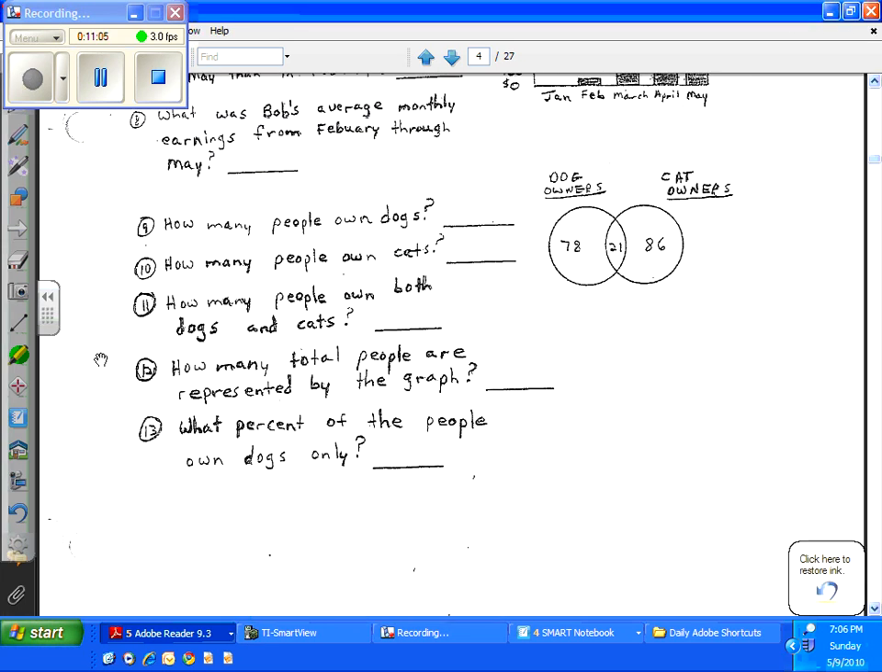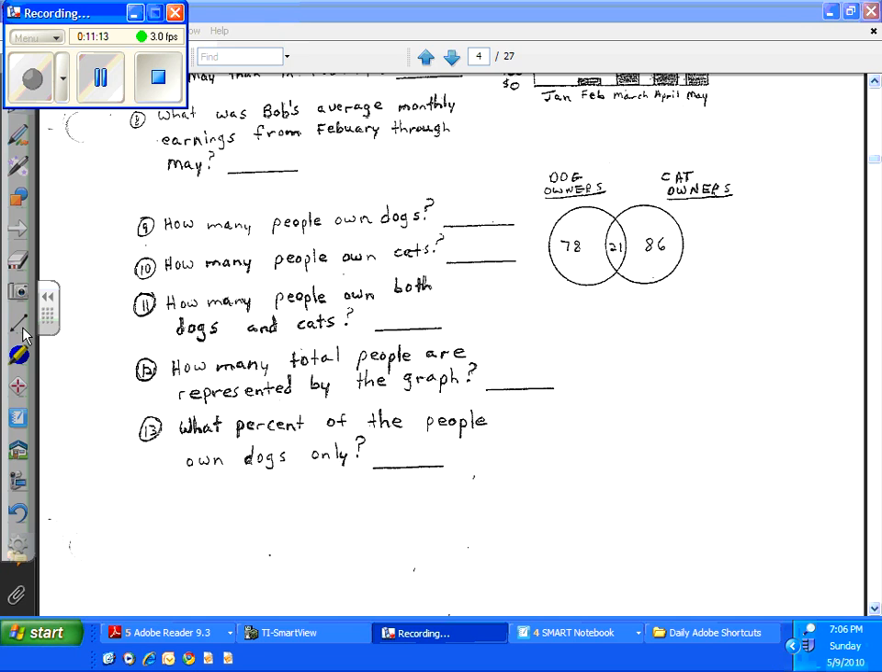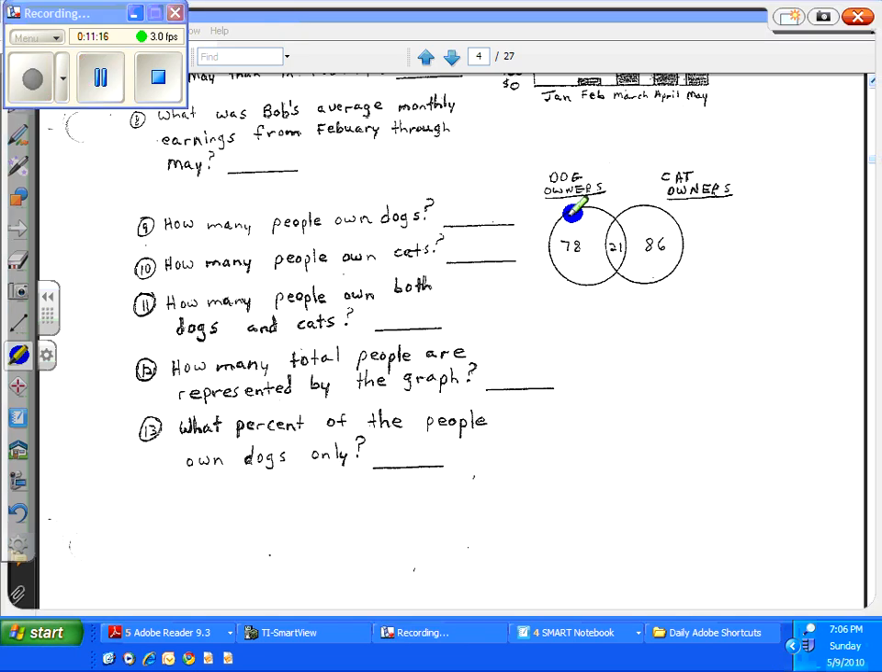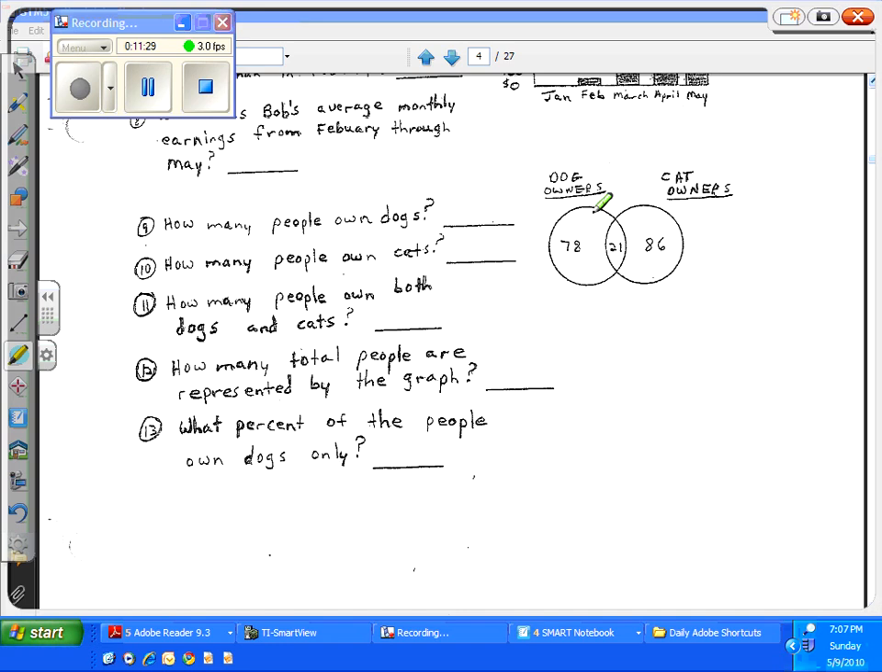Now, number 9 through 13, we're looking at a Venn diagram, and I'm going to adjust this just a little bit. Let me pause and get this adjusted. This circle right here, it's too dark. Let me start over. This circle right here represents dog owners. Everyone in that circle is a dog owner.